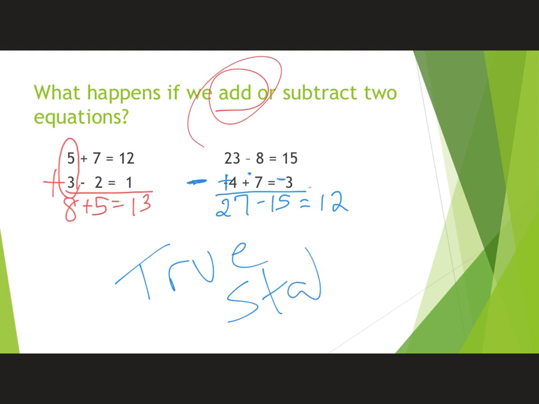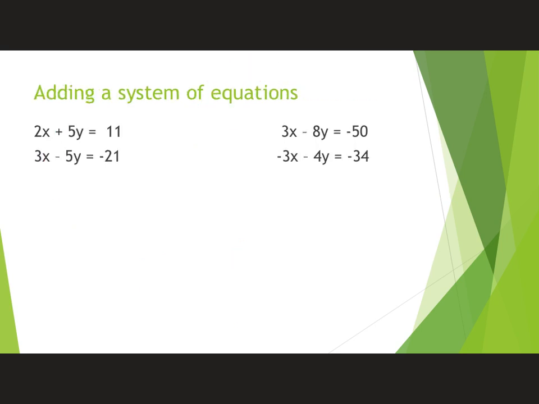So we could use this method. This is our elimination method that we use in order to solve a system of equations. So let's look at this. We can add these systems of equations. Let's look and see what happens when we do that.